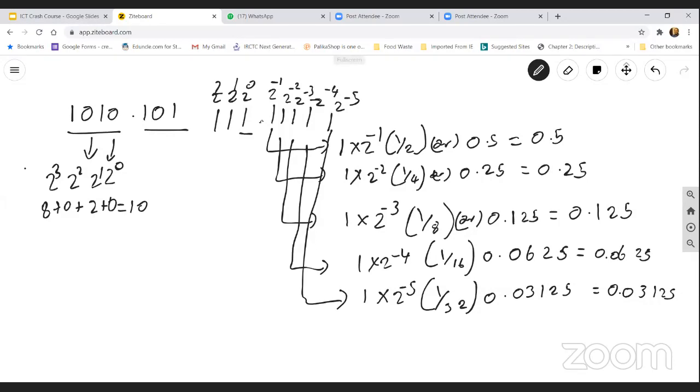If they are asking 1010.101, this value is 0.5, plus this value is 0, plus this value is 0.125. So both we have to add, giving 0.625. The total value is 10.625. This is how we have to calculate.